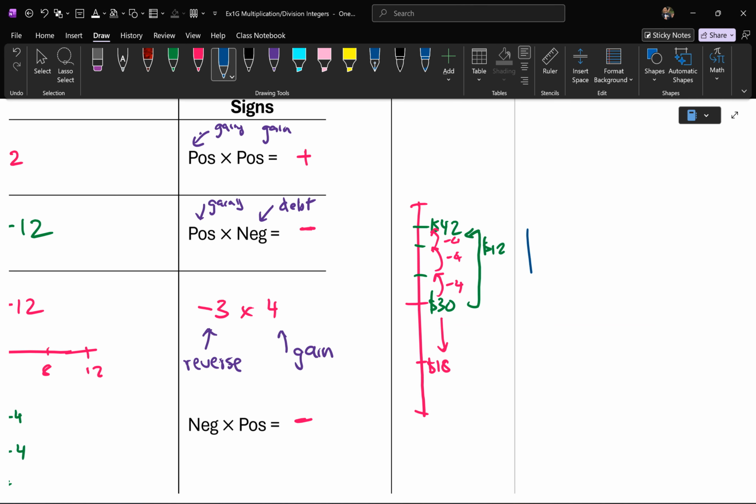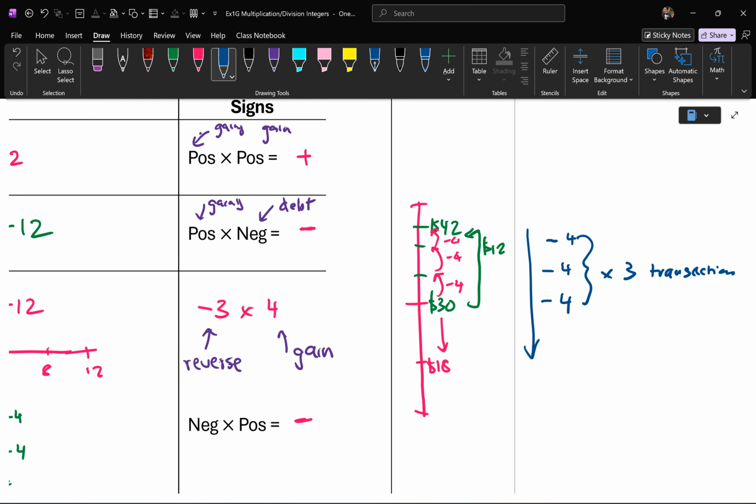What they do is they reverse that. So how do you reverse those gains? You gain $4, $4, $4. So to reverse it, they're doing minus the 4, minus the 4, minus the 4. But how many times did they reverse the transaction? They reversed 3 transactions.